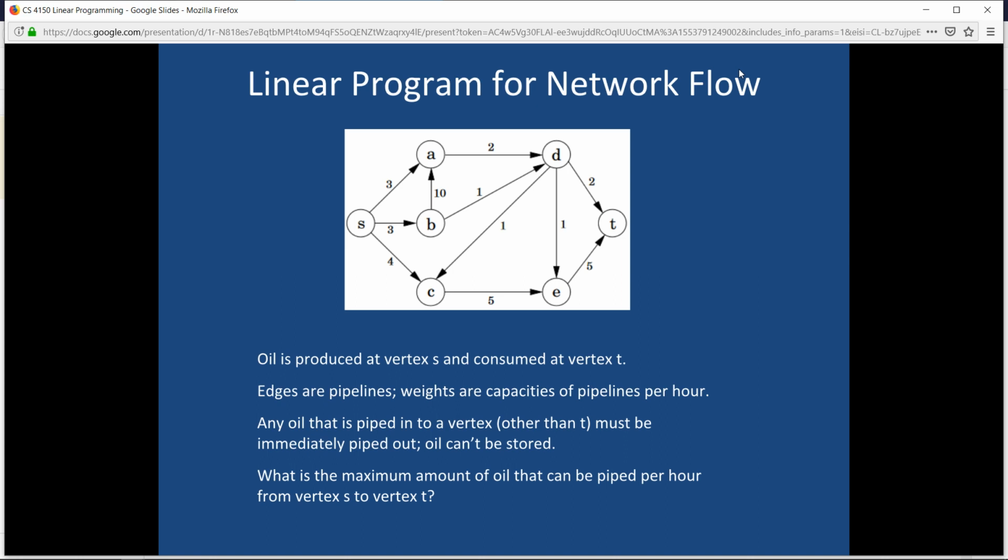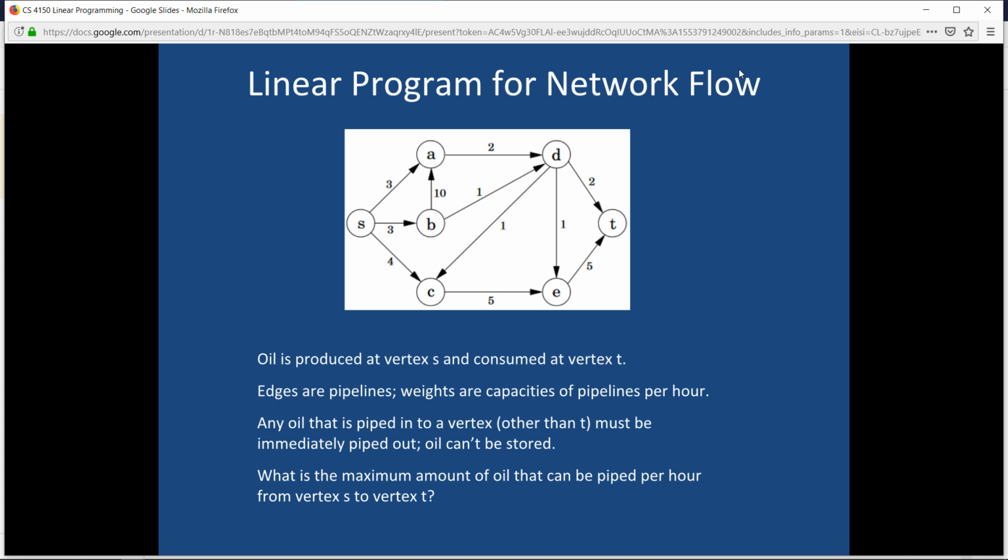Can you see it? I'll give you a hint. There's no storage capacity at any of these interior nodes, so there's no way to store excess oil at C. So what constraints does that add? Yeah? You have bottlenecks at your minimum pipes.